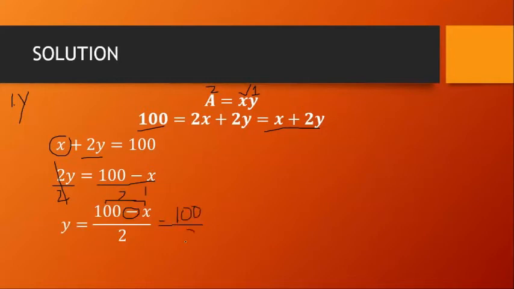100 over 2 minus x over 2. Okay lang naman yun, walang problem, kasi pareho naman yung denominators natin. Tama? And at this point, pwede na natin yan i-simplify. Since magkahiwalay na yung 100 and x, pwede na natin i-cancel. 100 divided by 2, that's 50.